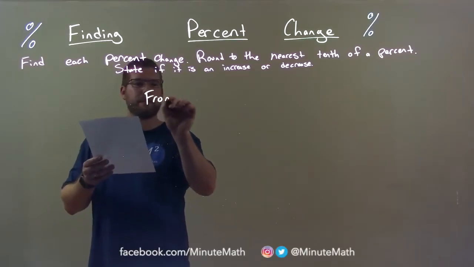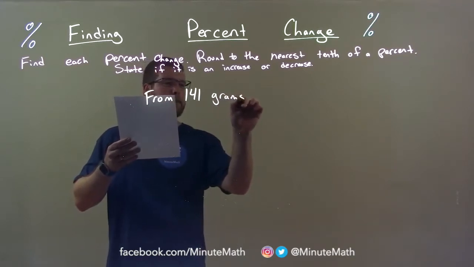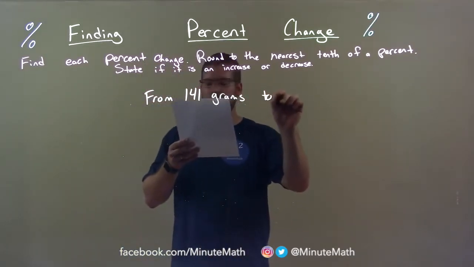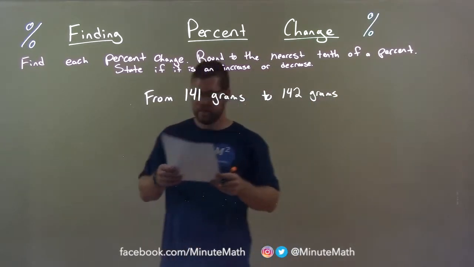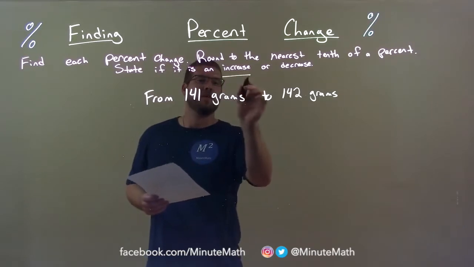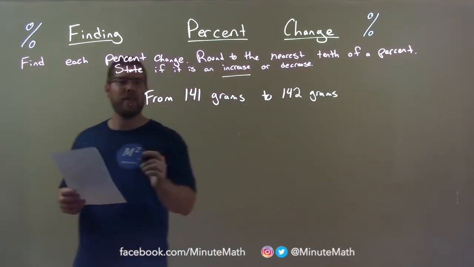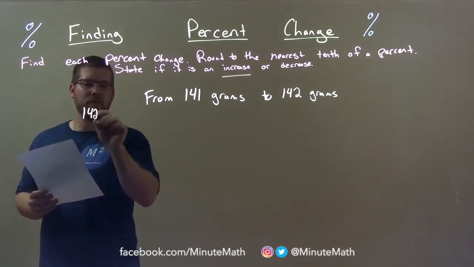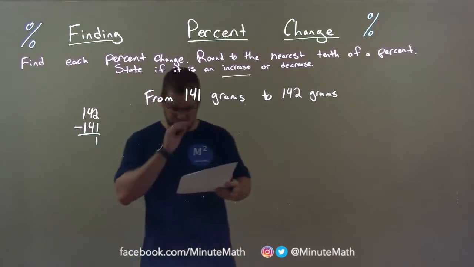From 141 grams to 142 grams. Okay? Well, that is an increase, but very slightly by 1, right? But it's still an increase, right? So we find the difference. Large number, 142, subtracted by a small number, 141. You know this. It's just 1.